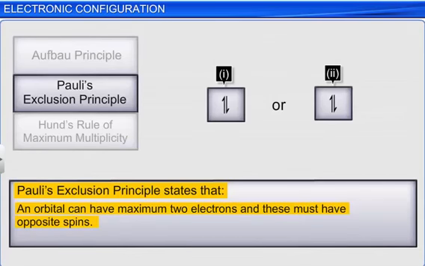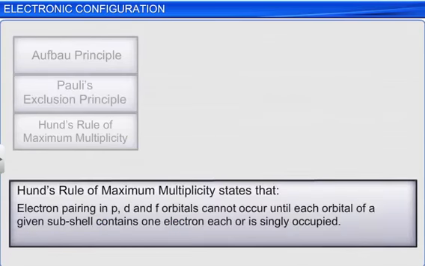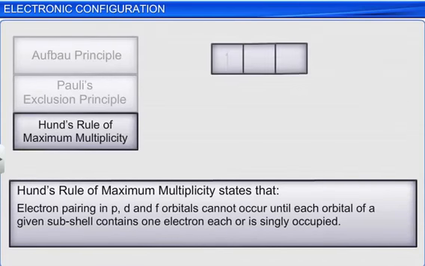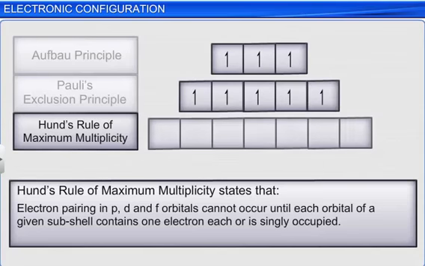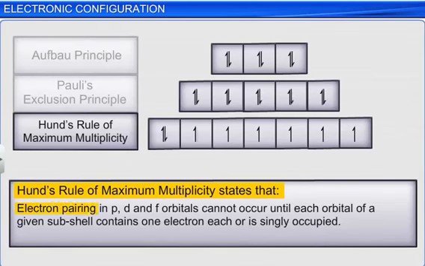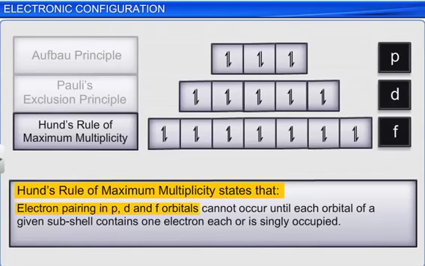And finally, the Hund's rule of maximum multiplicity that deals with filling of electrons into equal energy orbitals of the same subshell. It states that electron pairing in p, d, and f orbitals cannot occur until each orbital of a given subshell contains 1 electron each or is singly occupied.